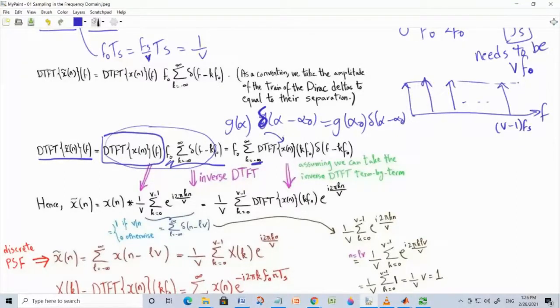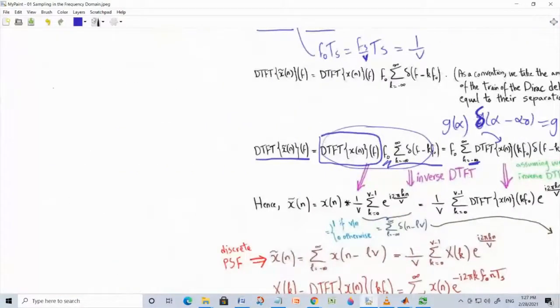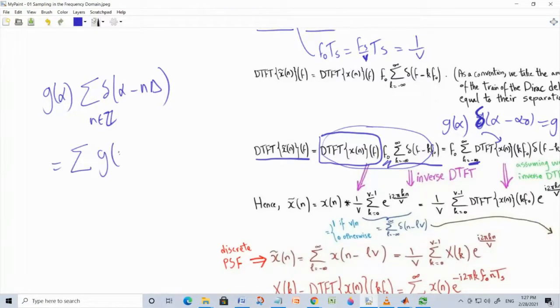Okay, so again, this is sort of the way of sampling any variable. You have a function of a certain variable, let's say an abstract variable alpha. What you do is multiply by a train of Dirac deltas, and here I'm talking about uniform sampling every delta, and then you equate this to basically G of n delta, big delta alpha minus n delta.